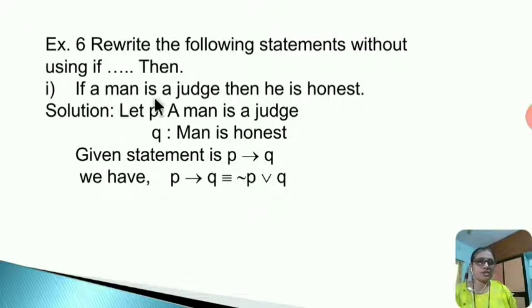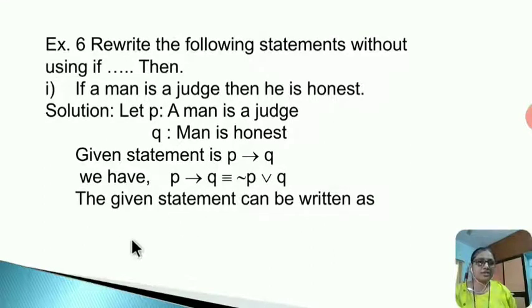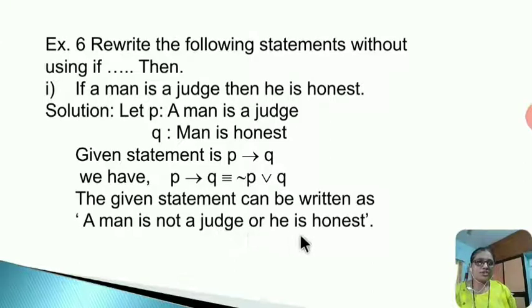Now P is a man is a judge. Its negation becomes what? A man is not a judge. So here the given statement can be written as: a man is not a judge or he is honest.